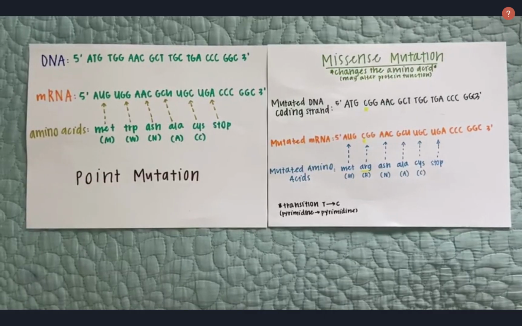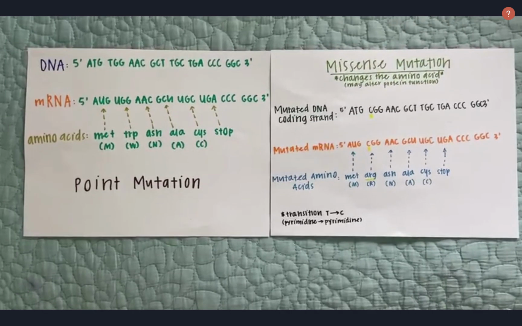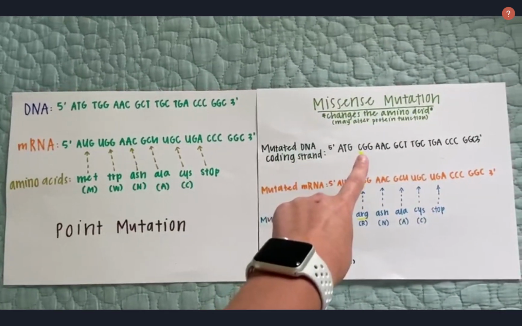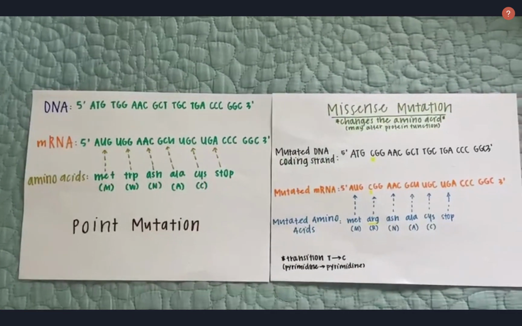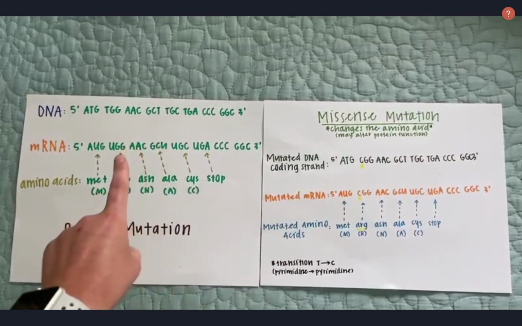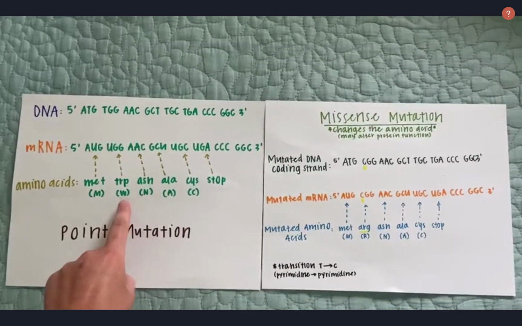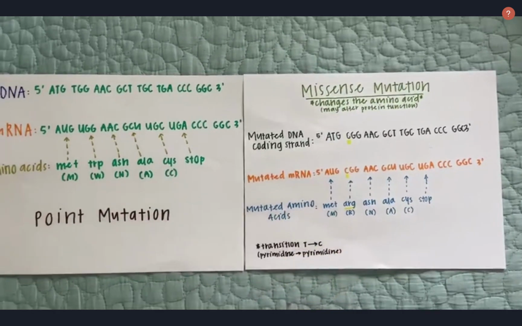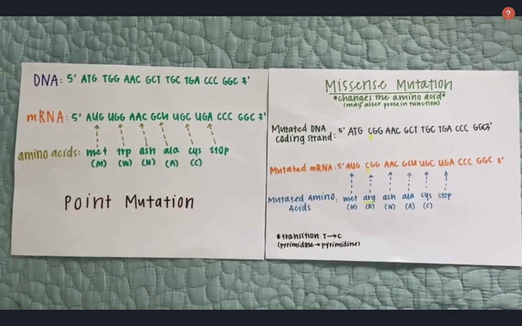Our first point mutation is the missense mutation. This changes the amino acid and can alter the protein function. In the mutated DNA coding strand, we can see that the C is what changes, and in the original DNA, it was a T. When it is translated into mRNA, it stays a C, but in the original mRNA, it was a U. So the original amino acid is tryptophan, but in the mutated amino acid, it is arginine. This is a transition from T to C, so it's a pyrimidine to a pyrimidine.